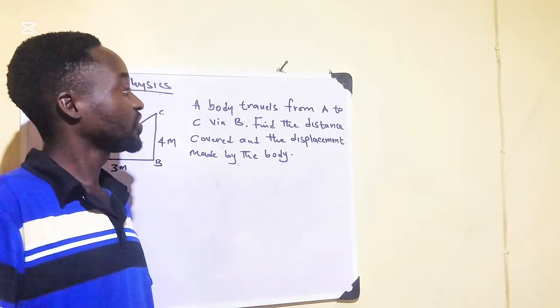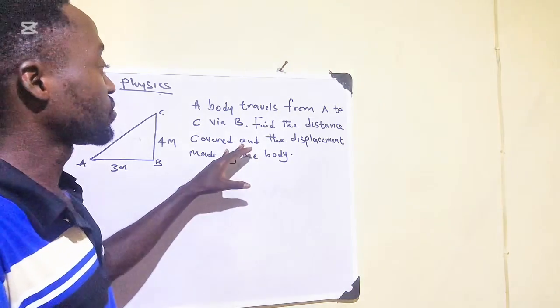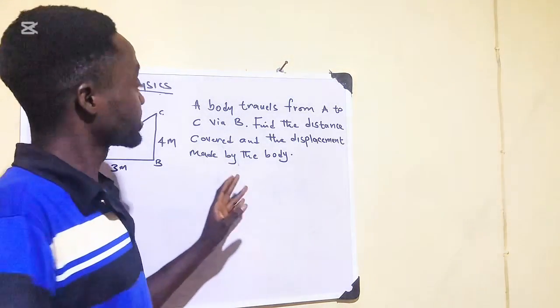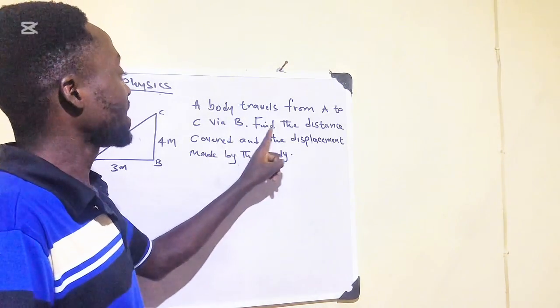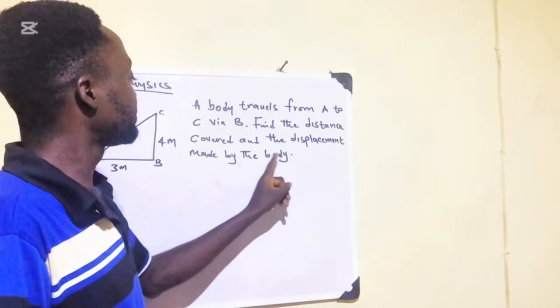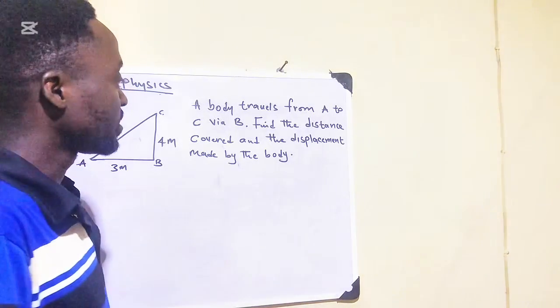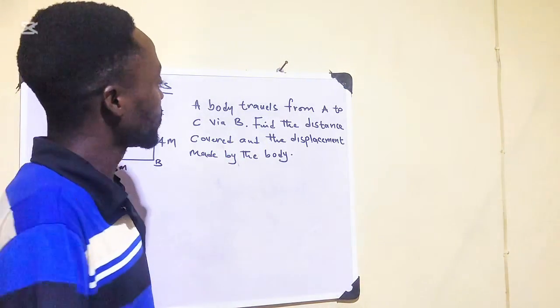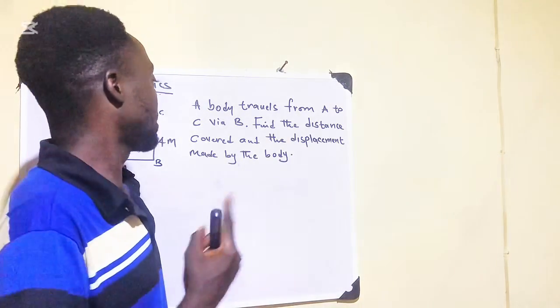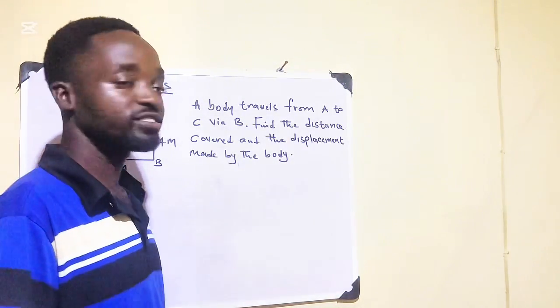In today's class, we are going to solve this question together. The question states that a body travels from A to C by V. Find the distance covered and the displacement met by the body. If you look at this question carefully, you can see that this is a two-in-one question because we are asked to find distance and then we are asked to find displacement.